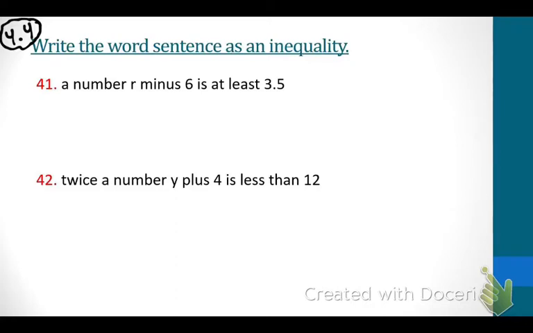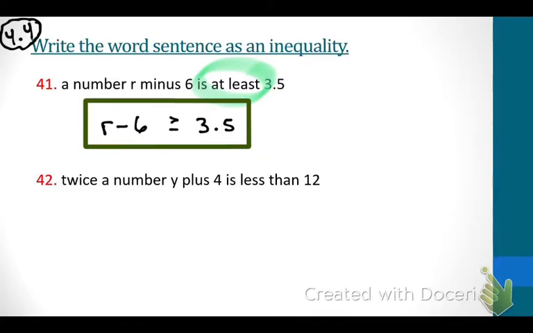All right, 41 says a number r minus 6 is at least 3.5. Kaylin, what'd you get? R minus 6 is less than or equal to 3.5. Okay, this is one of those tough things that a lot of people mess up on. At least. If the least it can be is 3.5, could it be exactly 3.5? Yes, it could. But if that's the least it can be, everything else has to be greater than. So we don't want a less than sign, we want a greater than sign. All right, so if you didn't have that, that's okay. Erase it and fix it. Let's go to the next one.